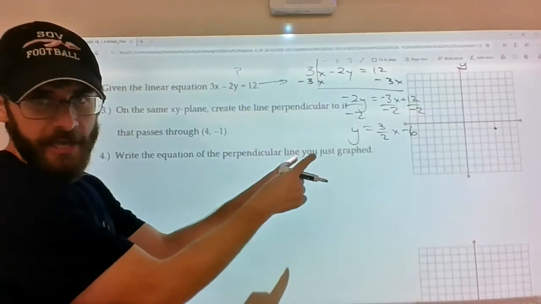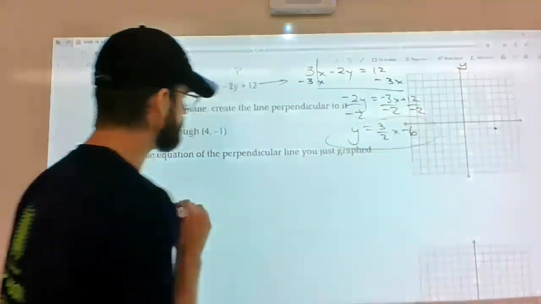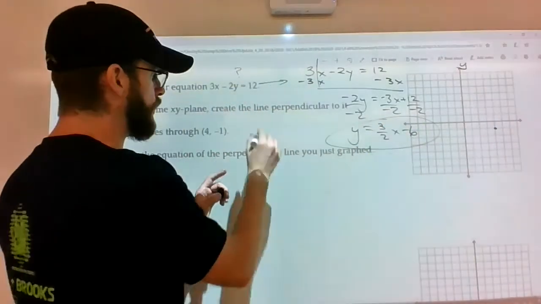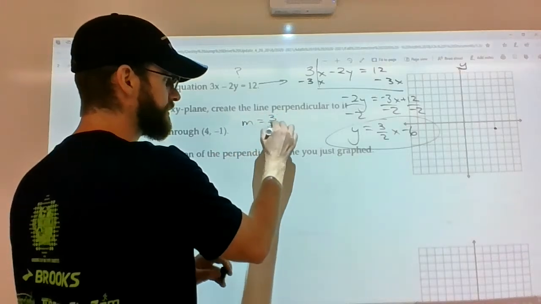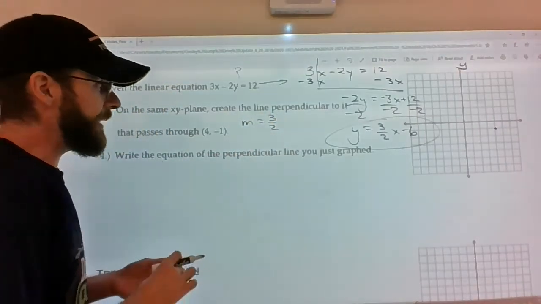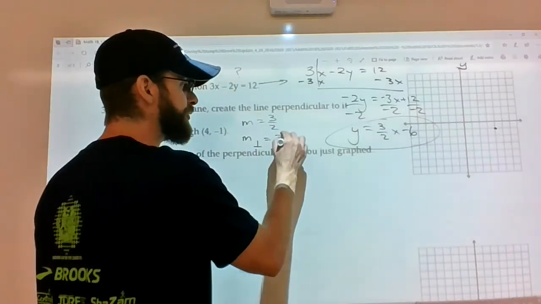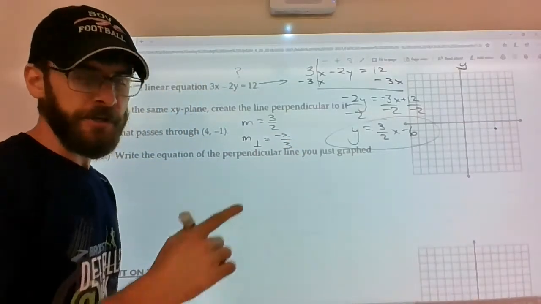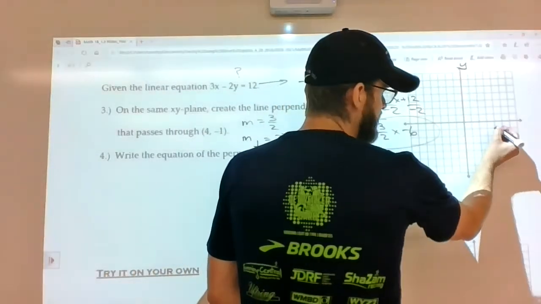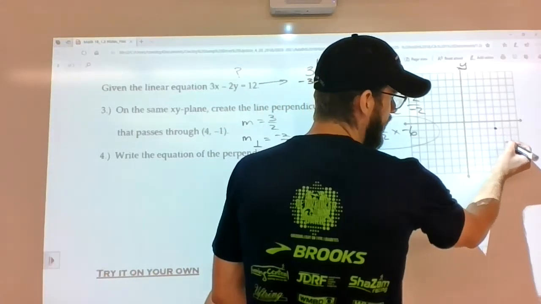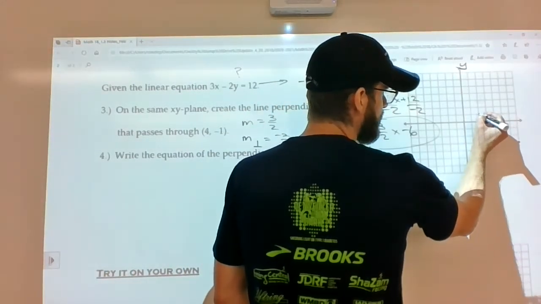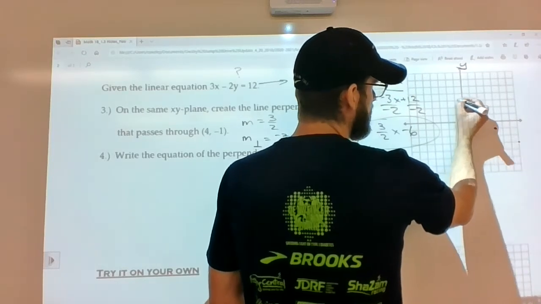If m equals 3/2, that means that m perpendicular, I'll just use that notation, equals negative 2/3. Aha! So that means we can go down 2, right 3 again, or up 2, left 3.